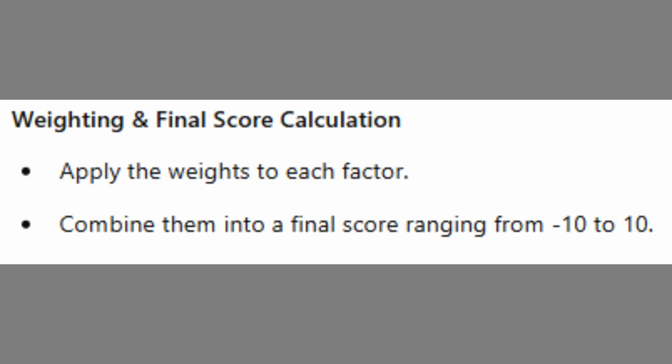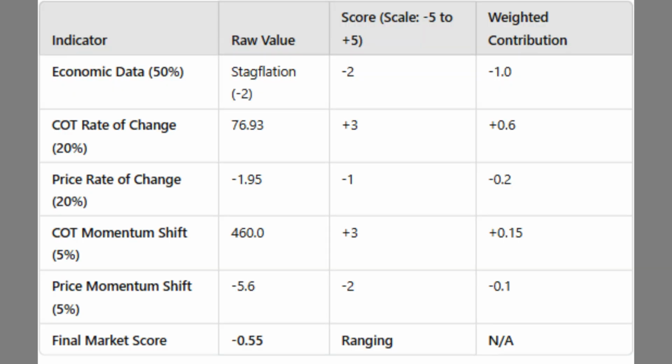The score will range from -10 to 10, where 7 to 10 is very bullish, 3 to 6 bullish, -2 to 2 ranging, -3 to -6 bearish, and -7 to -10 very bearish. Now, let's use the US data to see this practically. The final market score for USD is -0.55, which falls in the ranging category, but slightly bearish.